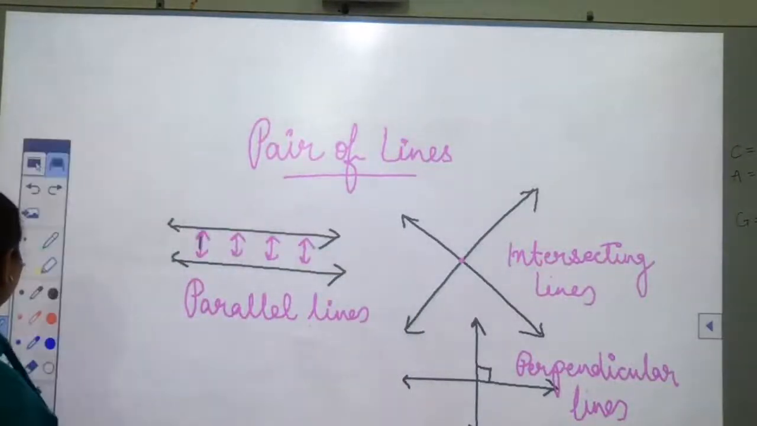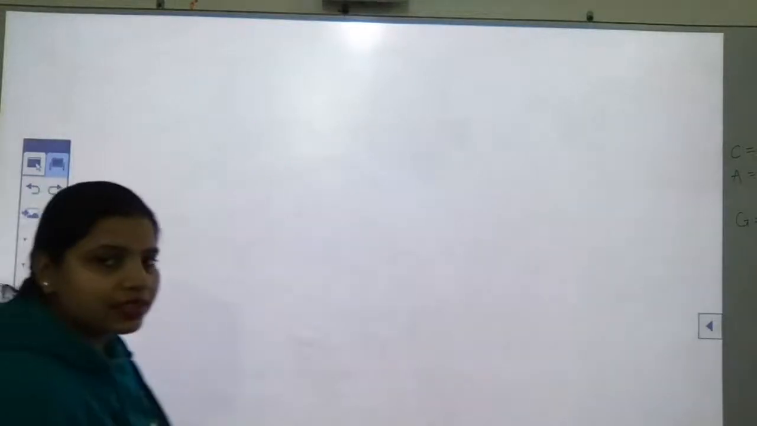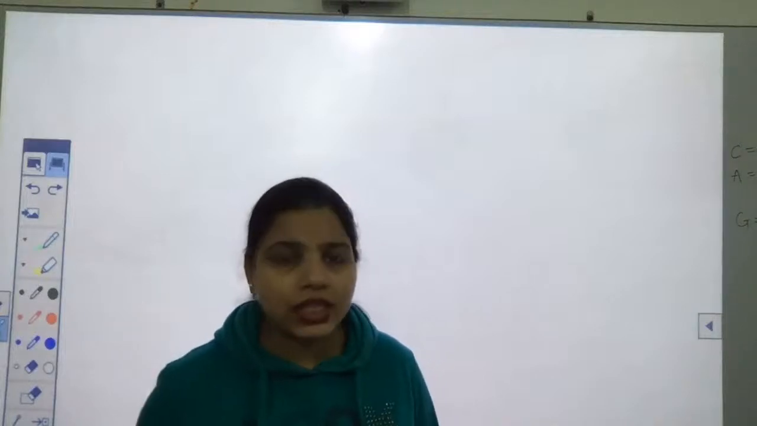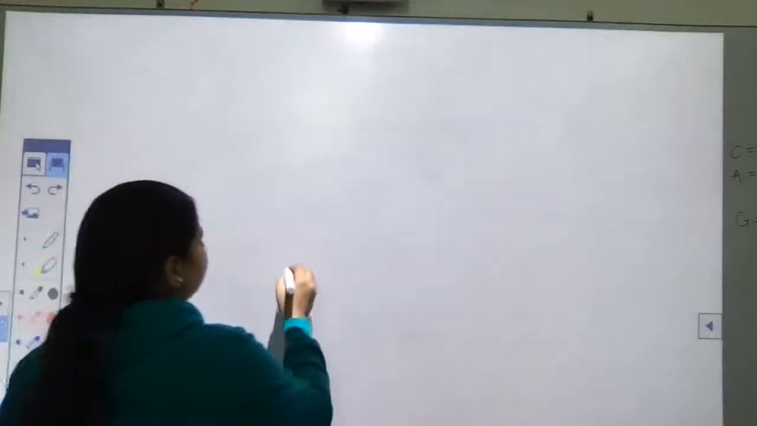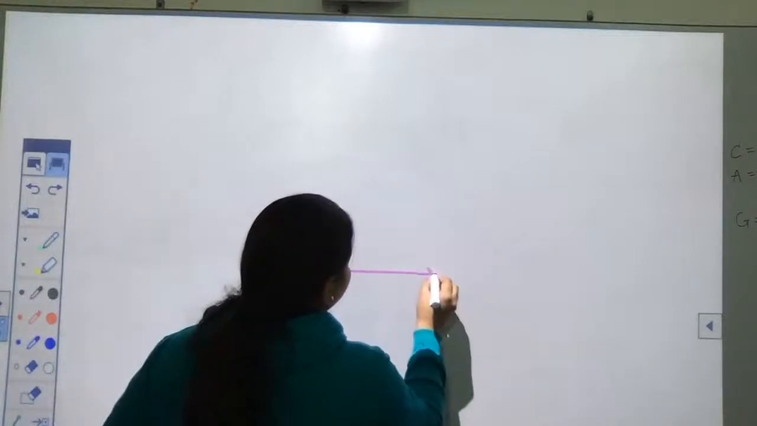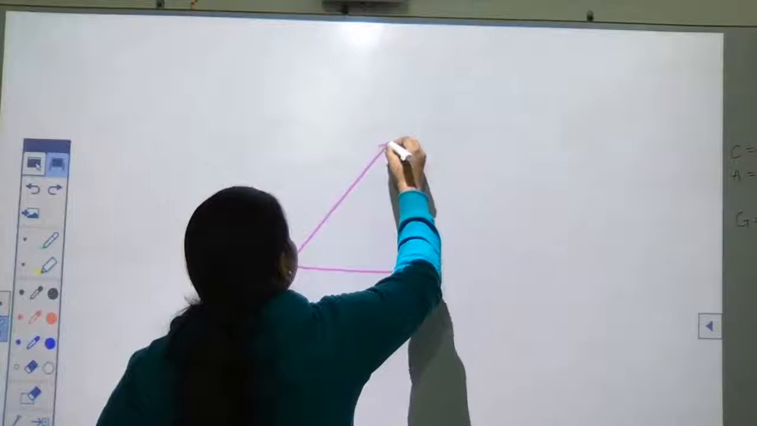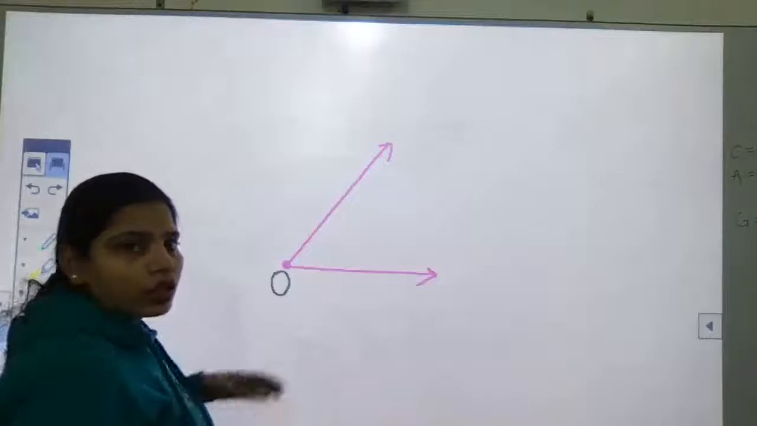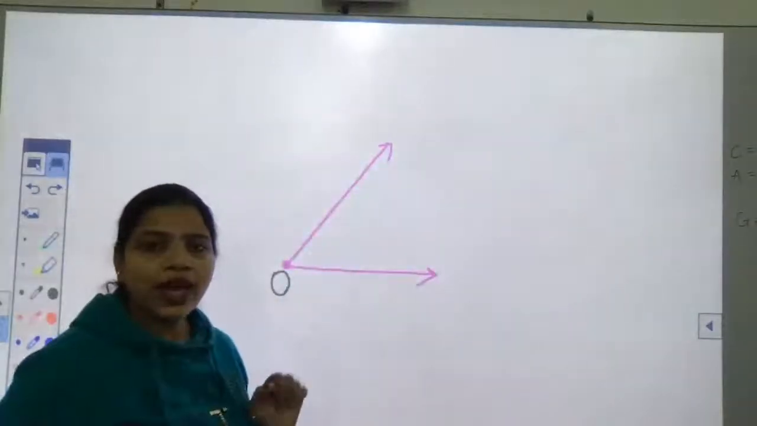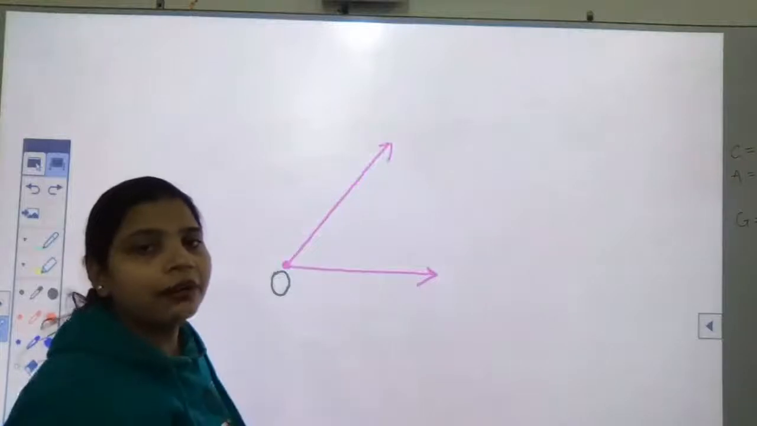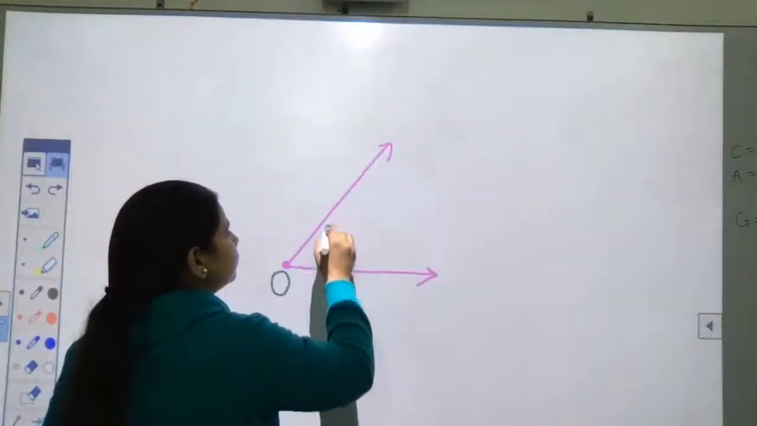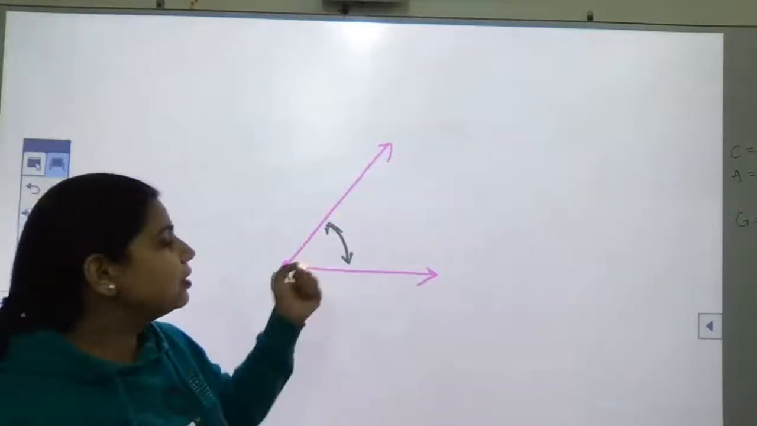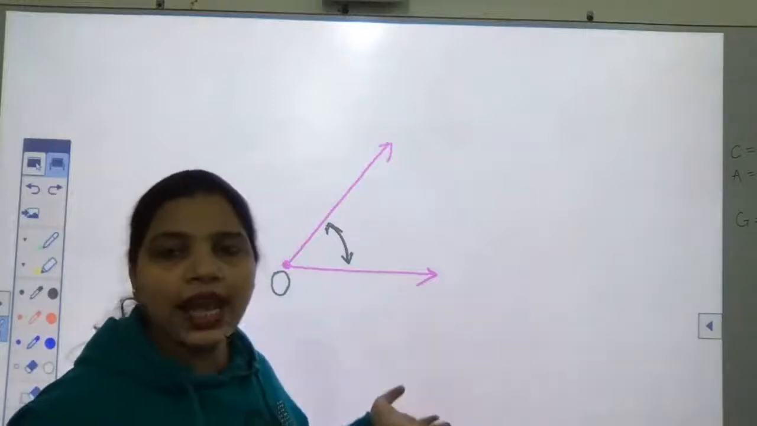After lines, we'll discuss angles. When two lines or rays intersect at a point, they form an angle. Let's suppose this is a ray and this is another ray. They are intersecting at point O, right? So these two rays are intersecting at point O and they are making an angle. This is the turn between two rays, and the turn decides the measure of the angle.